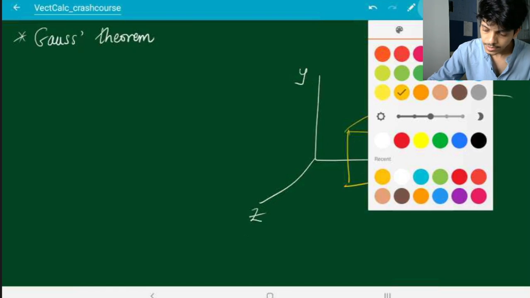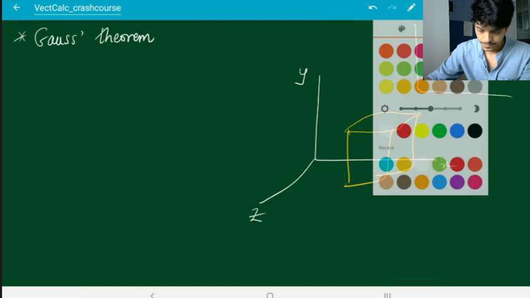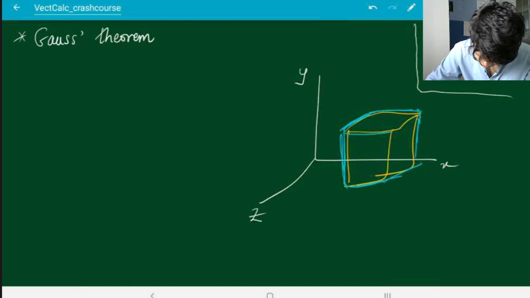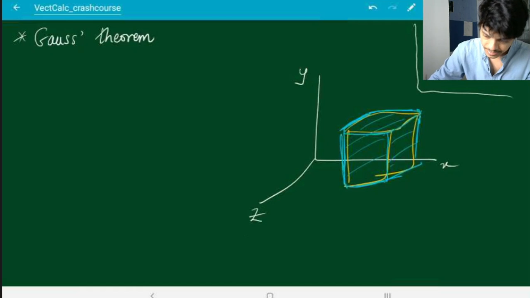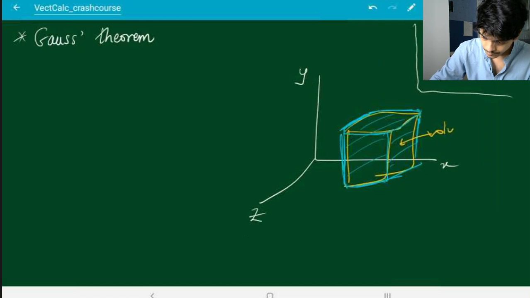Now you will notice that if I have a closed volume, then the boundary of the volume forms a closed surface. So this boundary over here is a closed surface, and in the interior of that is the volume.